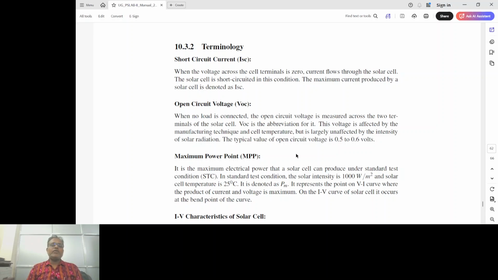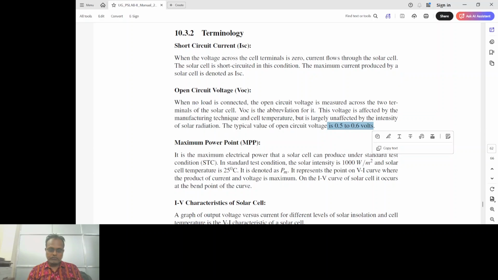Various terminology related to solar cells: short circuit current. When the voltage across the cell terminals is 0, current flows through the solar cell. The solar cell is short-circuited in this condition. The maximum current is known as the short circuit current. Then open circuit voltage. When no load is connected, the voltage across the solar cell is known as the open circuit voltage. It is typically 0.5 to 0.6 volt for a single cell.